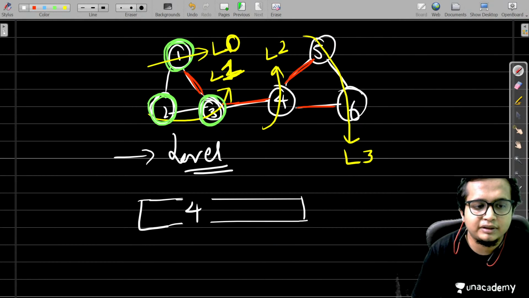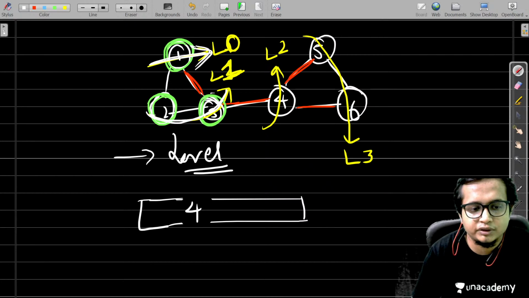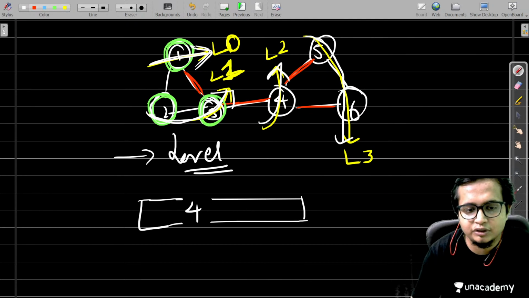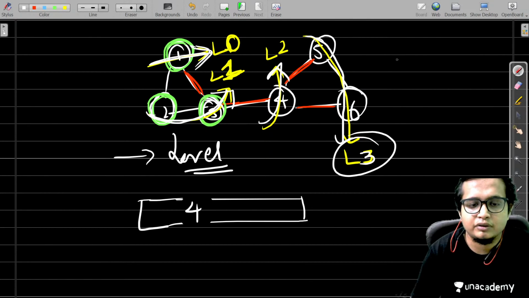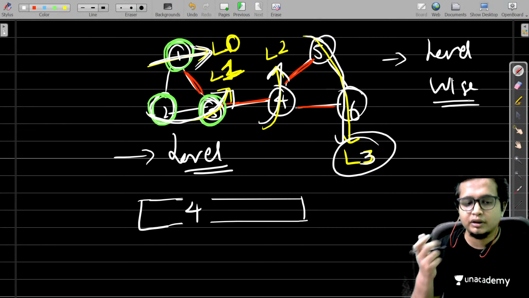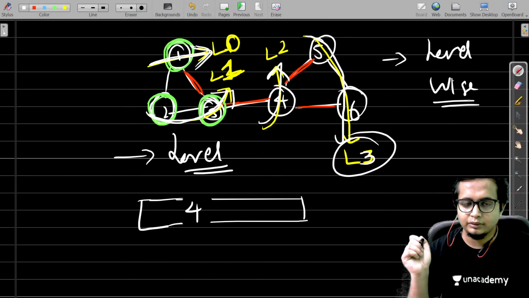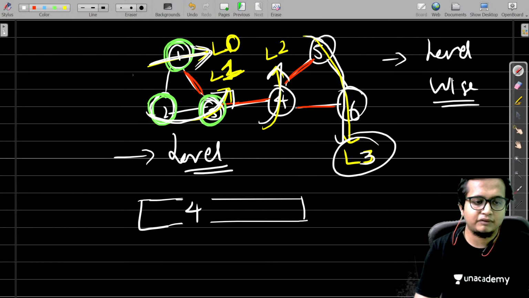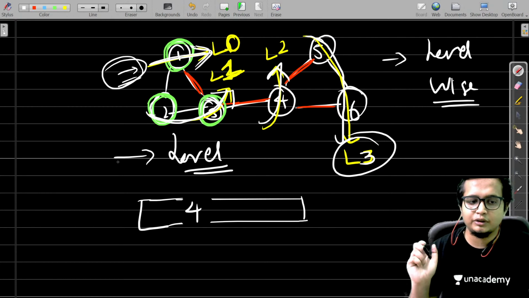So here you can see that first I visit those nodes which are at level 0, then those nodes which are at level 1, then those at level 2, and finally those at level 3. So here we are actually visiting nodes level wise. That is why it is called a level order traversal or a breadth first search. This is what is referred to as breadth. I hope the logic is clear to you guys.